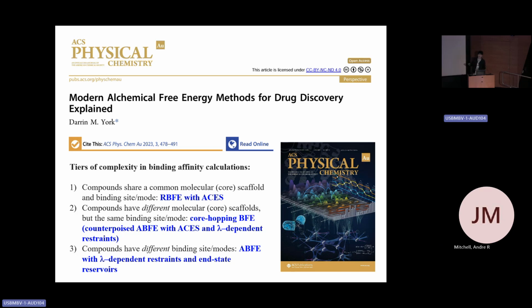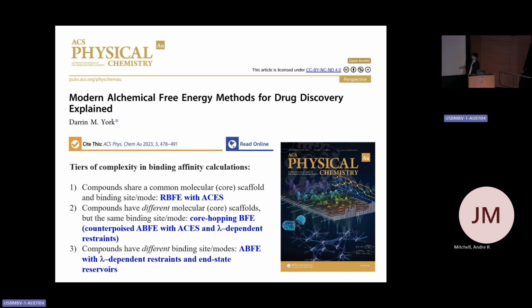If we start from the easiest case, that is when your compounds share a common molecular scaffold, and in the same binding site they have the same binding mode, but they only differ in one or two R groups with different fragments. In this case, you will just calculate using RBFE with the alchemical enhanced sampling method, that is ACES, which was developed within our group, and I will talk about it in the next slides.